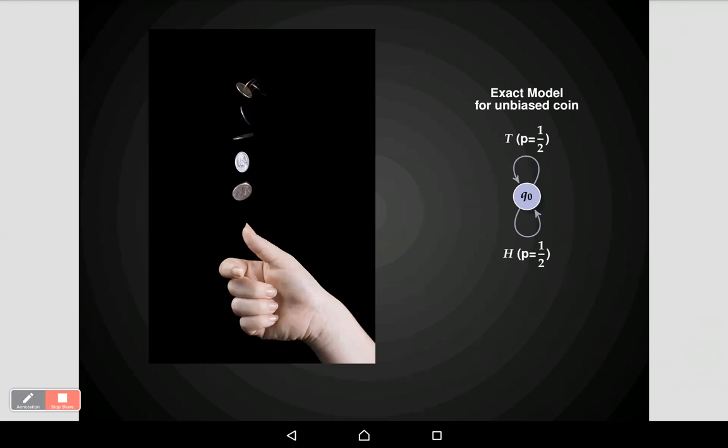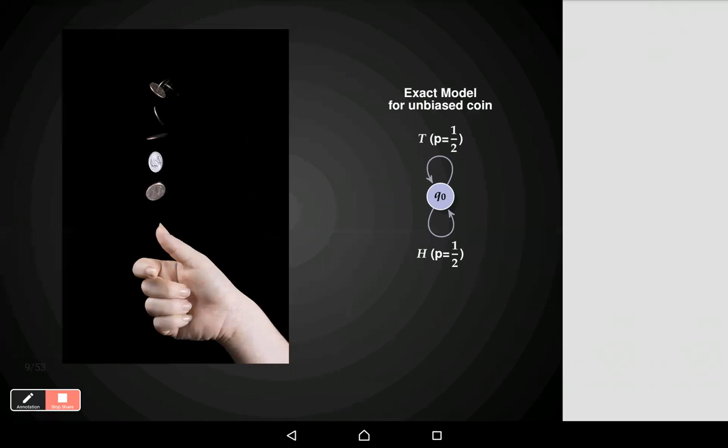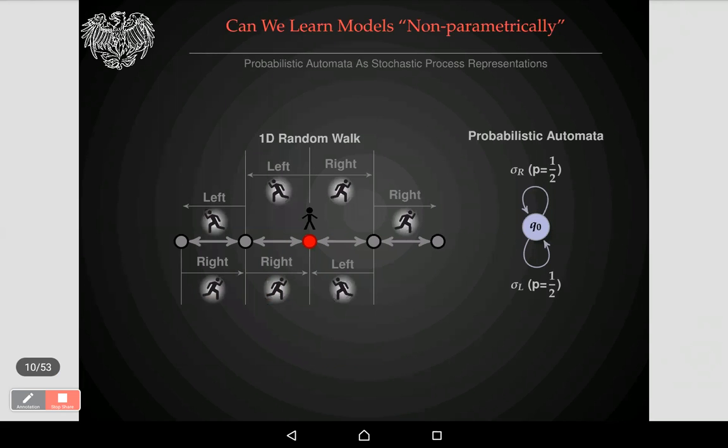So let's start with a very simple stochastic process, which is the coin flip. And if you see on the right, that pretty much is an exact model of such a system. If it's an unbiased coin, essentially you can think of that as a single state process with the heads and tails outcomes occurring in an equiprobable manner, and there's no memory. That's why it's single state. It's essentially an IID process. Same thing happens if you have a 1D random walk where you're deciding to go left or right, flipping a coin and making a decision. And again, the model on the right is really an exact representation of the dynamics.